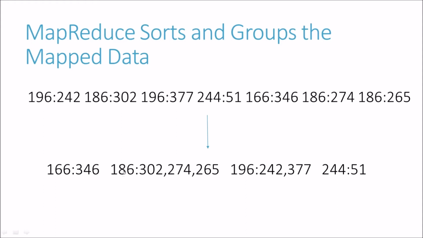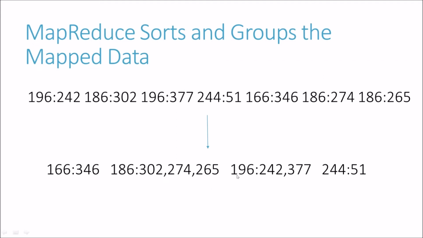But look at user 186. So 186 is next in our sorted list of users, but 186 actually watched 3 different movies in our data: movie 302, movie 274, and movie 265. So the MapReduce framework will group all of those together for us and produce that user ID 186 watched movies 302, 274, and 265 as a list of values all associated with that key of 186.